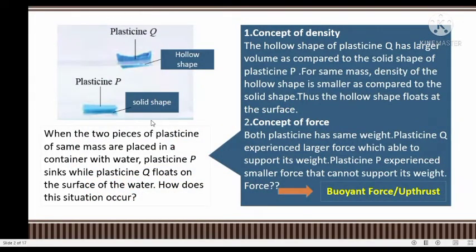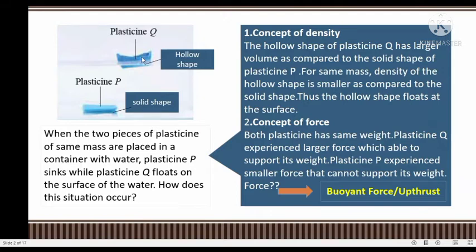Let's look at this concept. Plasticine P and Q of the same mass are placed in a container with water. Plasticine P sinks while plasticine Q floats on the surface of the water. Let's look at the situation of plasticine P and Q. First, P is in solid shape, but plasticine Q is in hollow shape. So how does this situation occur?